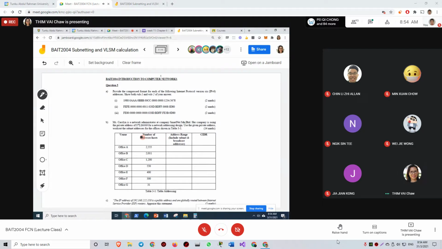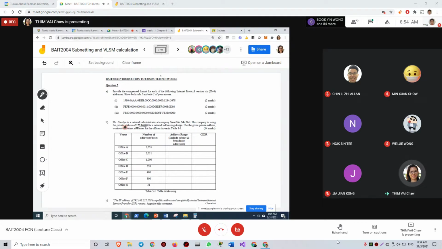This one, the way it is asking is quite similar to your workbook. Okay, and they're giving you the offices. Office ABC, and here is the usable host address, and here they give you this number.